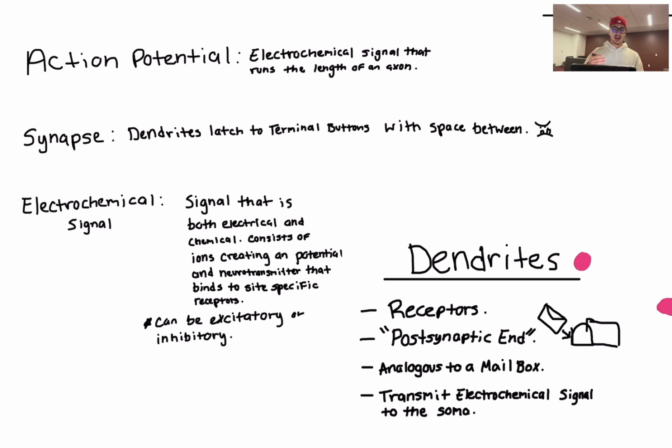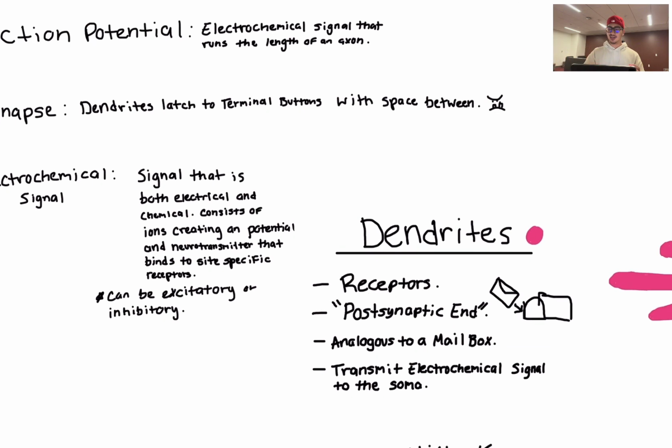So, I talk about postsynaptic. Well, what does that mean, right? What's a synapse? A synapse occurs when dendrites latch to the terminal buttons. However, there is no latching between them. There's actually some space there. And there might even be a role player, which we will talk about later on. It's a different type of cell that's going to help this process occur. Sometimes it's there, sometimes it's not, right?